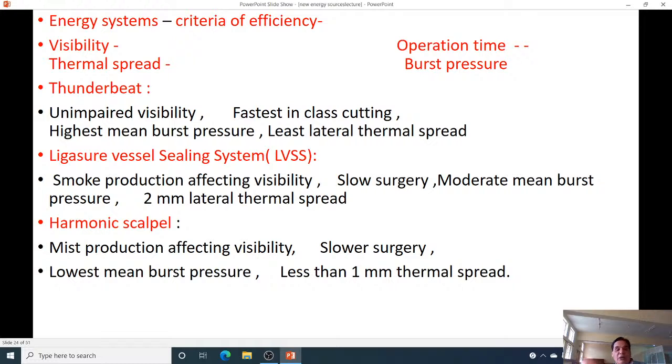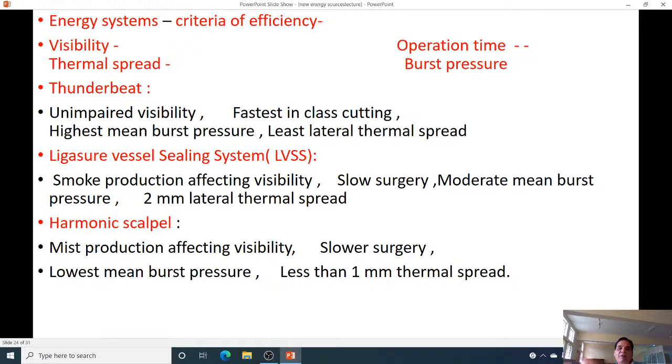And next is thermal spread. Whenever you touch a tissue, the spread should be minimum, or the spread should be as much as you desire, not more than that or less than that. That is called thermal spread. And burst pressure. What is this burst pressure? At what level of electrical or harmonic current the cell will burst. Ultimate aim is the bursting of the cell. Okay. So these are the four criteria.